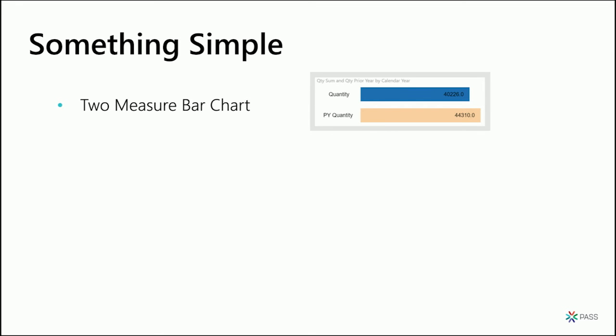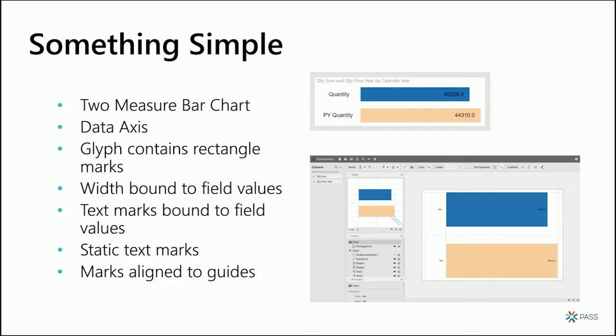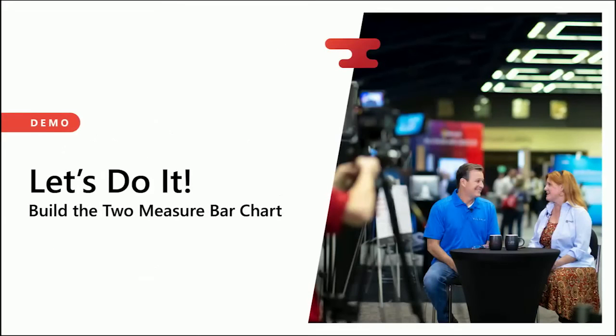So we're going to create a 2-measure bar chart. Now, you might think this is a pretty simple thing to do in Power BI. I have 2 measures, and I want a bar chart that has 2 bars, and they need to be proportional to one another. And guess what? You can't do that in Power BI, at least not easily, not without being real tricky. So we're going to use all of these elements, and we're going to get started and do this.